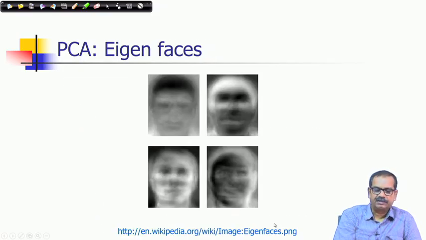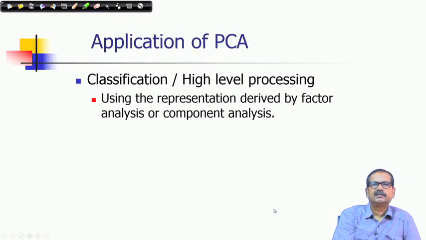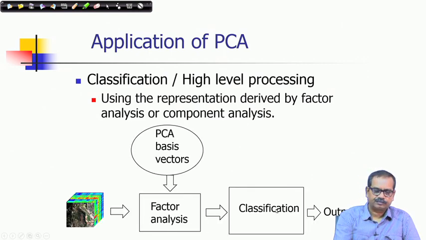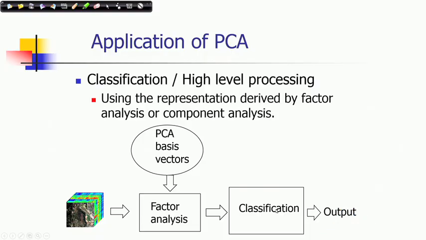This is one example showing 4 eigenfaces. If I consider any arbitrary face, I can at least represent it by a 4-dimensional vector using PCA, using these factors, and subsequently we can use it for classification. So, this is another application where we use the factor analysis and this representation for classification or high level processing. This is a pipeline.